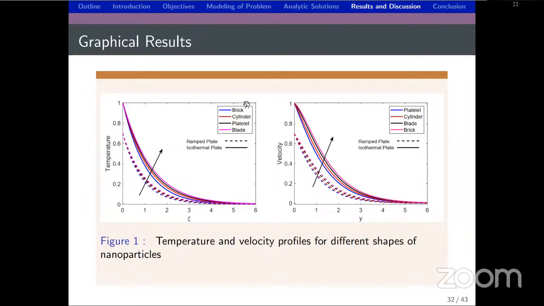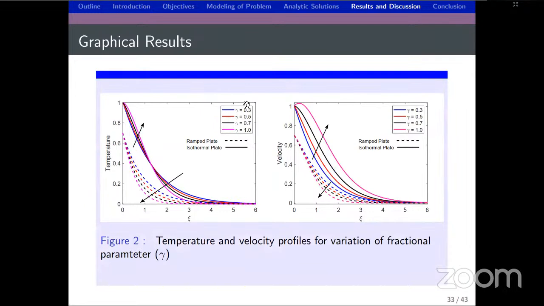So these are the results for temperature and velocity profile for variation of fractional parameter as I use the Caputo-Fabrizio fractional derivative. So as we increase their order from 0.3 to 1, we can see there is some fluctuation in temperature profile, and also there is increase in the velocity profile. But we can see for isothermal plate, we have decrease as we increase the value of fractional order.